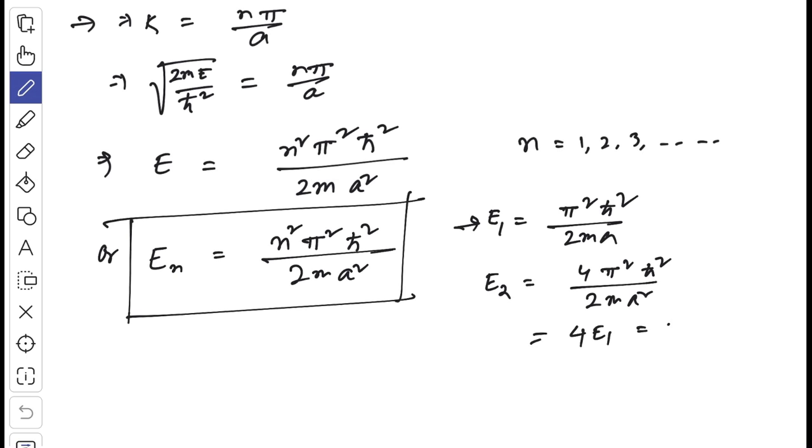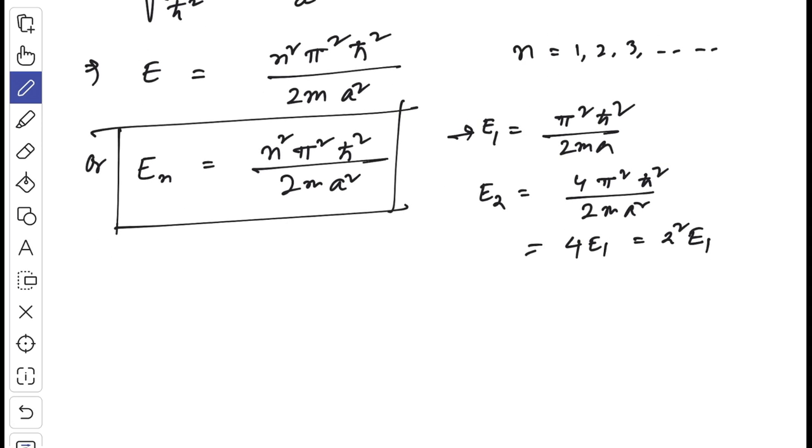4 into E1 means 2 square E1. Similarly, you can find E3 as 3 square into E1, and E4 as 4 square into E1, and so on. Hope you have understood this. So we can express a general form, that is En is equal to n square into E1. Hope you have understood this.